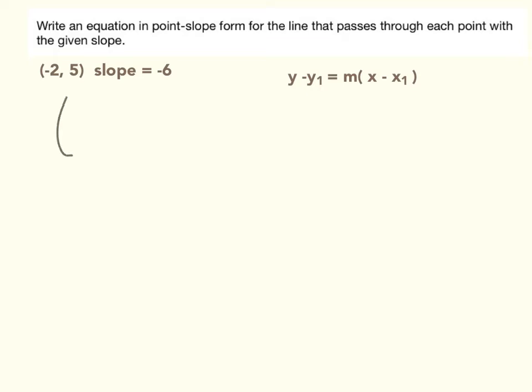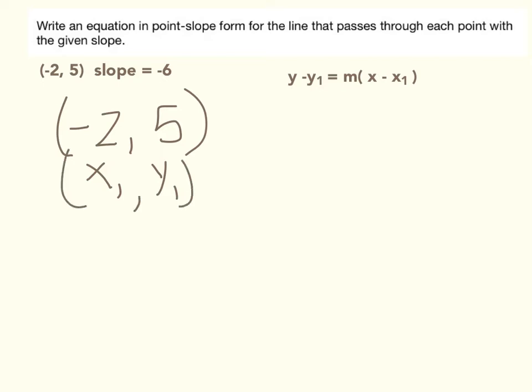So I'm going to look at the ordered pair -2, 5, and I'm going to remember that this represents x1. The number -2 represents the x term of the ordered pair, and the number 5 represents the y term of the ordered pair. Alright, I also want to remember that slope is the same thing as m, which is -6. And I just take these values and I plug them into my equation.